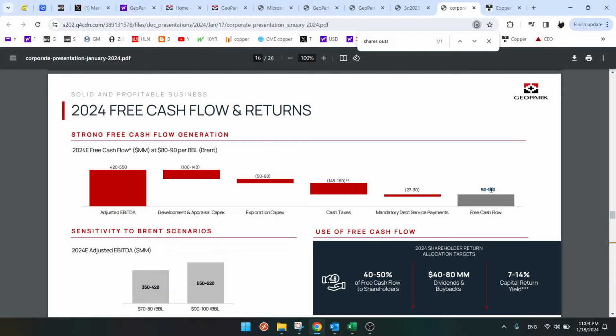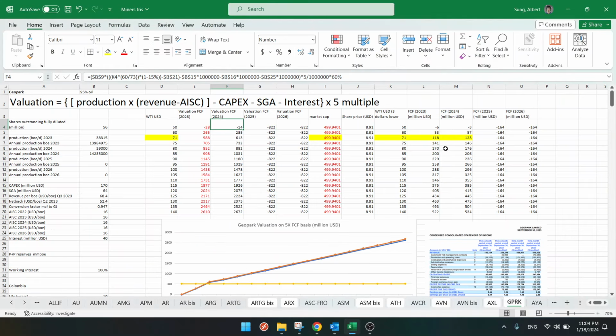160 million. Oh, here we have taxes, yes. So 130 million free cash flow. That's exactly what I have here, 130 million free cash flow, okay? So we are correct. Production is going to be the same. It's not going to grow.